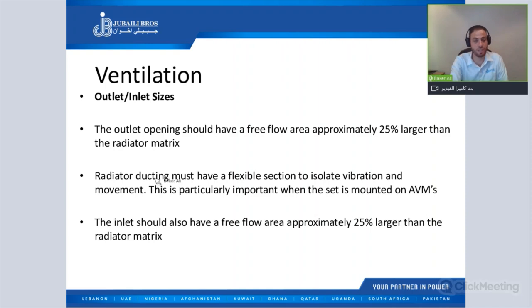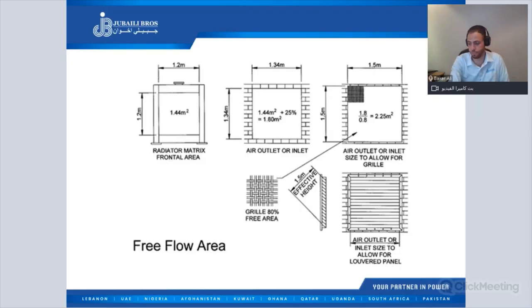And again, as I told you, we have to fix the radiator duct between the radiator and the opening to avoid any hot air circulation inside the room. I will show you now an example of how to calculate the opening sizes. Here, for a radiator matrix, the frontal area is 1.44 square meter. So this is a radiator, and the frontal area of this radiator is 1.44 square meter. The width is 1.2, and the height is 1.2.